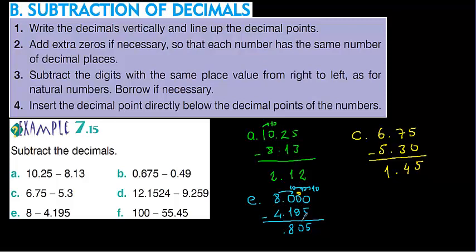Now I'm putting the decimal point, then I'm going to continue with this side after the decimal. Here there was 8, but we borrowed 1 from 8, that's why this becomes 7. 7 minus 4 is going to be equal to 3. So the answer is 3.805.